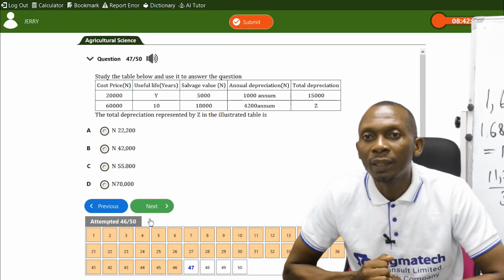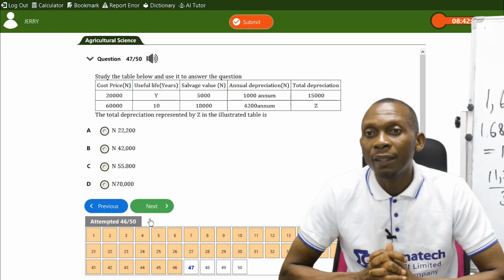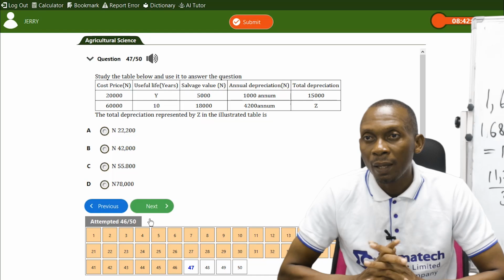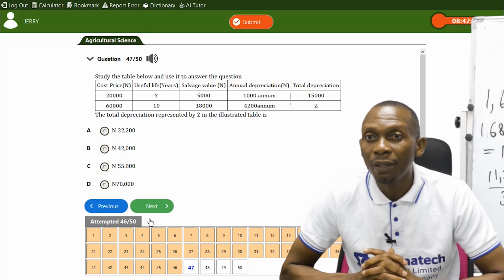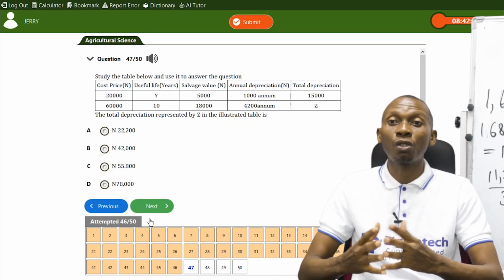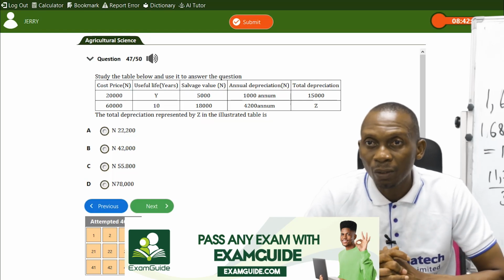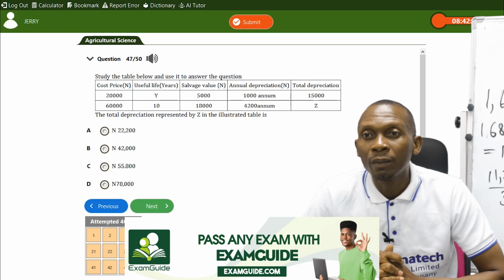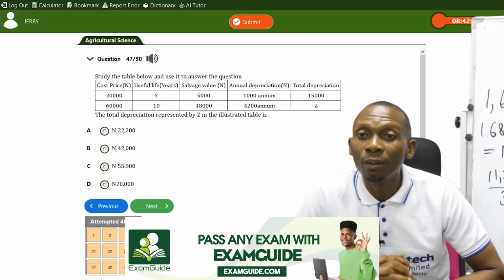Still on this table, they said the total depreciation represented by Z in the illustrated table is, so if we have the cost price for Z to be 60,000, then the useful life is 10 years. The salvage value is the 18,000. That's how much it was sold off after it has depreciated in quality for some years. Then here we have the annual depreciation, which is 4,200 per annum.